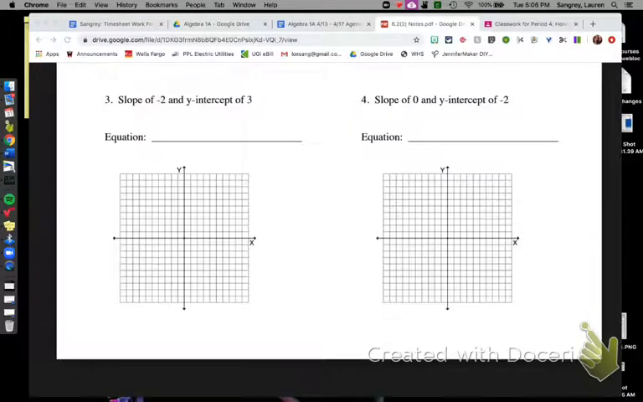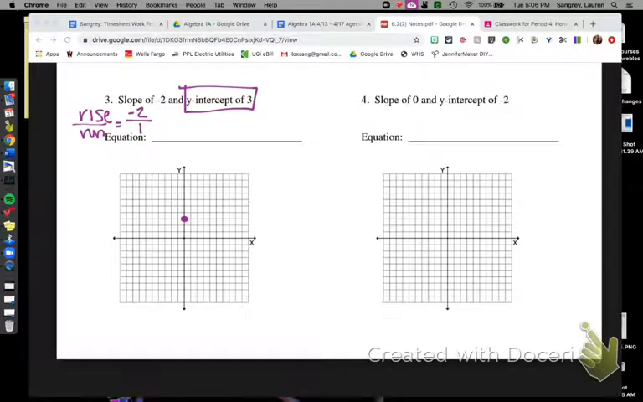Number 3, let's graph the y-intercept first. So I'm finding +3 on the y-axis and making a dot. Now our slope, this is rise over run, and the only thing we have for slope is a -2. But let's remember, any number, no matter what it is, can be written over 1. So this is saying that the rise is -2 and the run is 1.